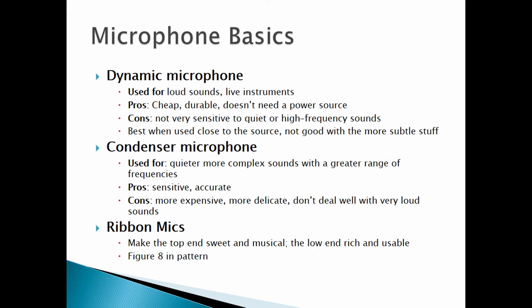So the next type is called condenser microphone. They're used for quieter, more complex sounds with a greater range of frequencies. Pros, they're sensitive, more accurate to the original sound. Cons, they're more expensive, more delicate, don't deal well with very loud sounds.